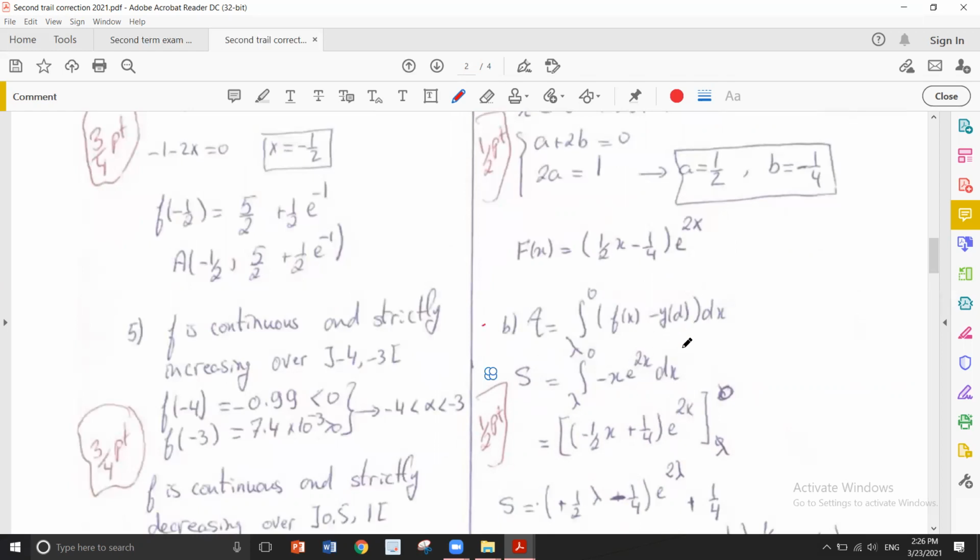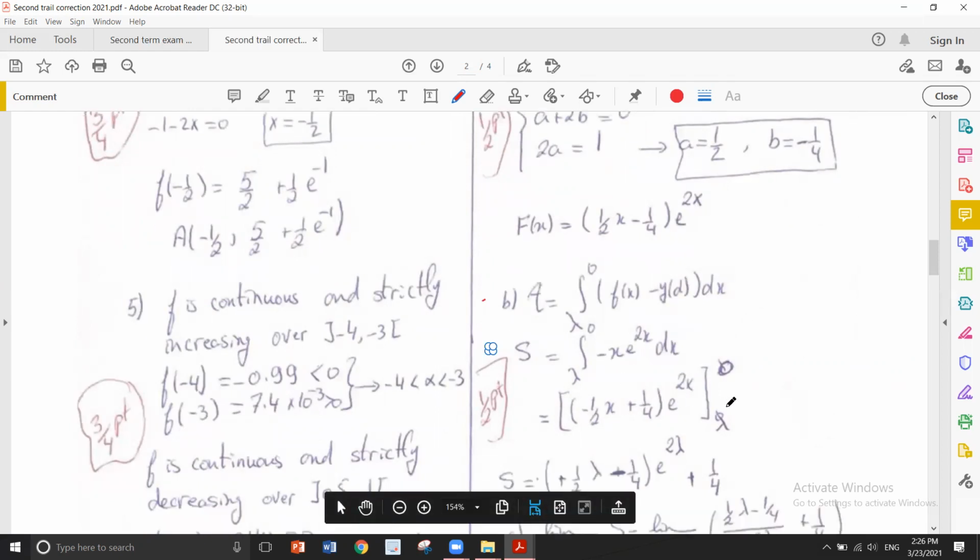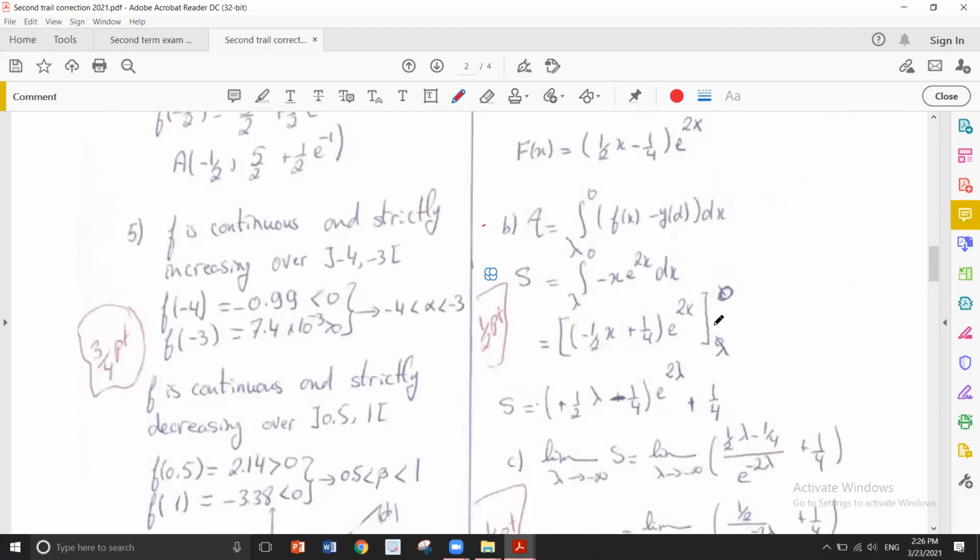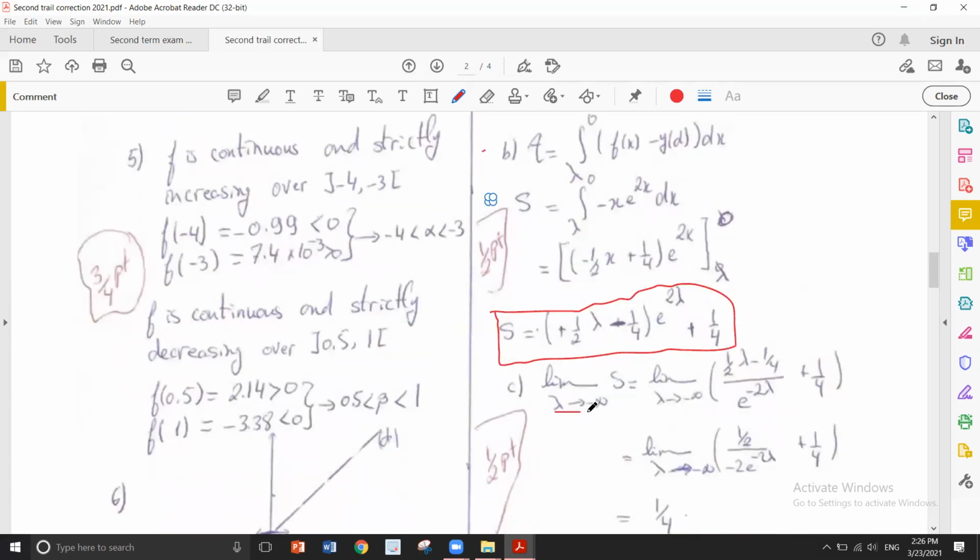This one we determined its integral. We get minus half x plus 1 over 4, times e power 2x, between lambda and 0. First we replace x by 0, then x by lambda. We get this value. Then calculate the limit as lambda tends to minus infinity of S.